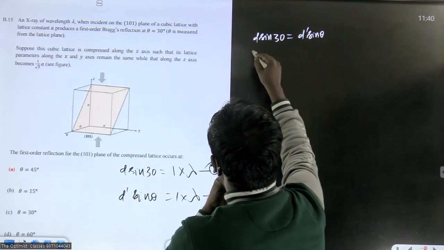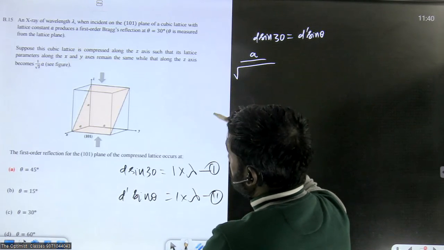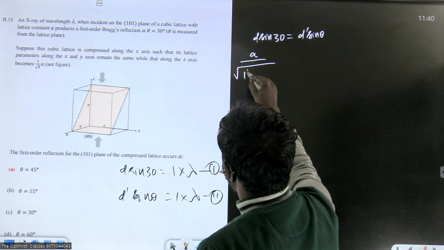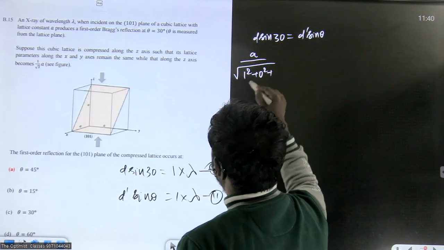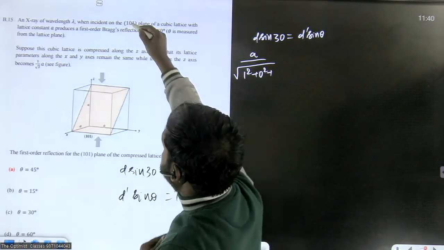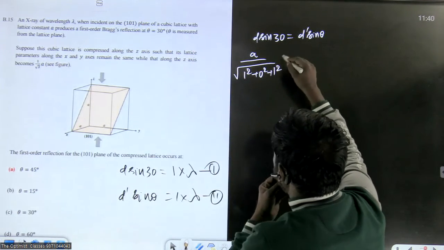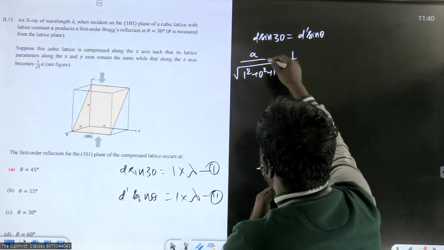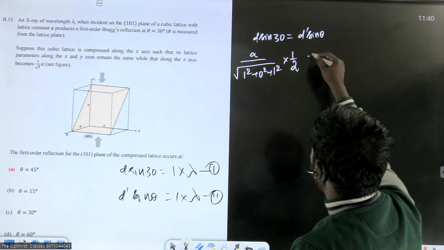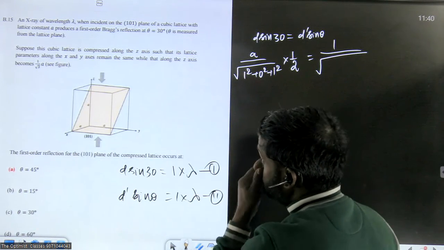So for sin 30, d is written like this: root under H square plus K square plus L square for a cubic crystal. So this is 1 square plus 0, H square, K square, L square we write. HKL is 1 0 1. So this is the d for a cubic crystal. And here we have to write d prime. For d prime, the crystal won't be a cubic crystal.